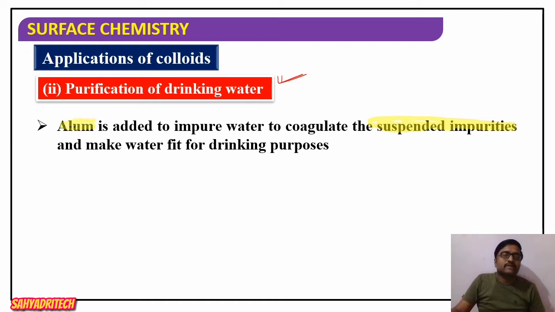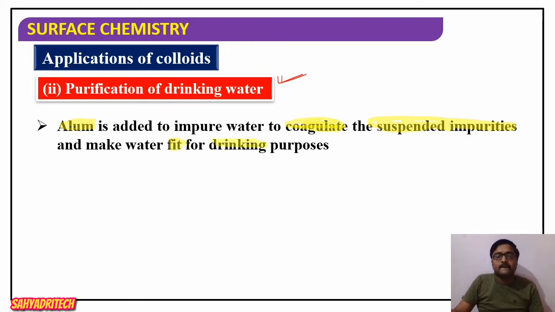So whenever alum is added to impure water, what happens? Coagulation of that impurity takes place. Once coagulated, on filtration, what happens? That coagulated precipitate can be separated from water, so that water becomes pure, potable, or fit for drinking.